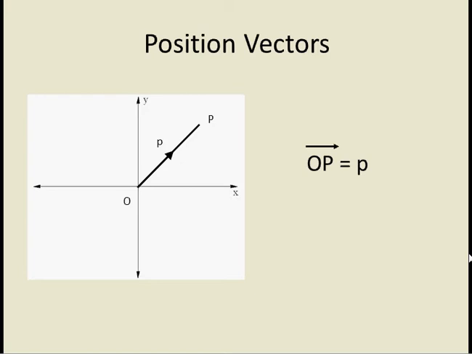Okay, so here's an example of a position vector. This one's called OP. It tells you the position of point P with respect to the origin. It tells you the distance and direction, so magnitude and direction, point P is from the origin. So we can designate it as OP, like the vector from the origin to P, or as small letter p.